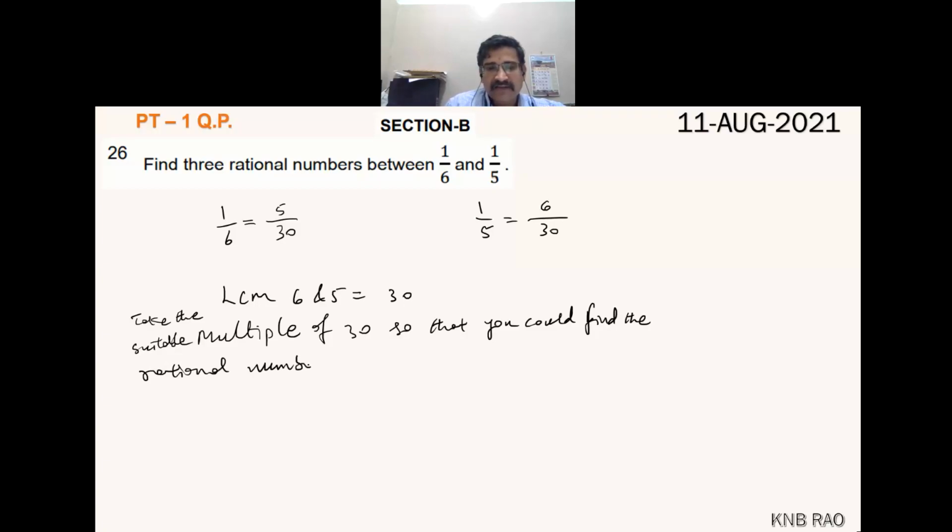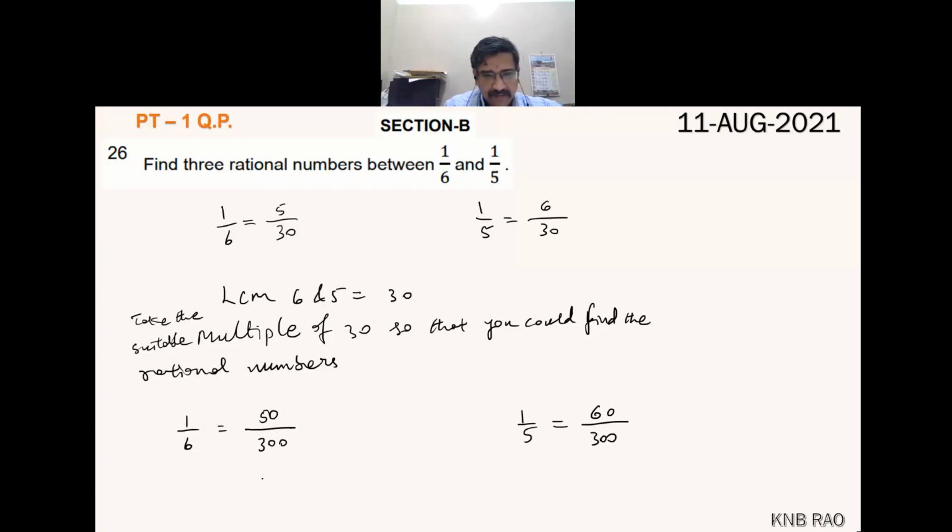Now, suppose I consider a multiple of 30 as 300. Now, I am writing 1 by 6 with the denominator 300. Then this becomes 50 by 300, and 1 by 5 with the denominator 300 becomes 60 by 300. Correct now? Yes, sir. You can find as many as you want.